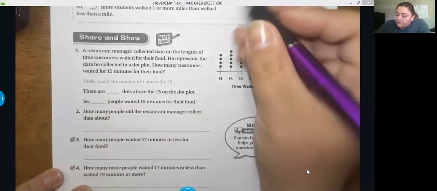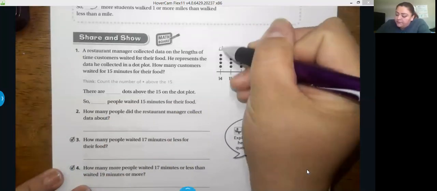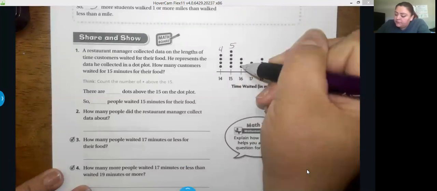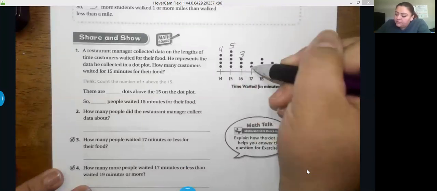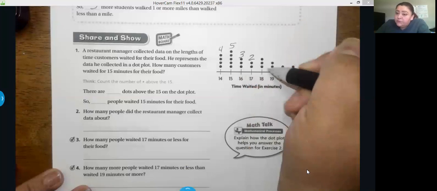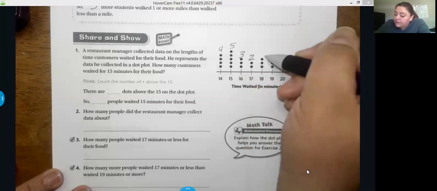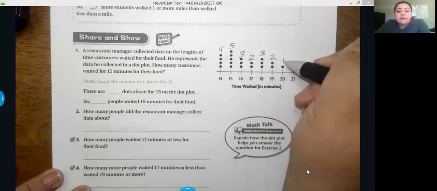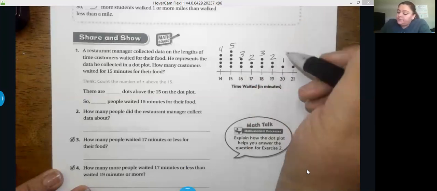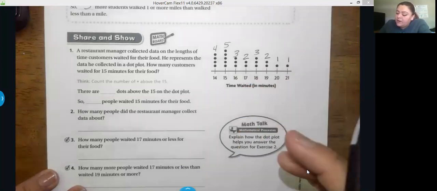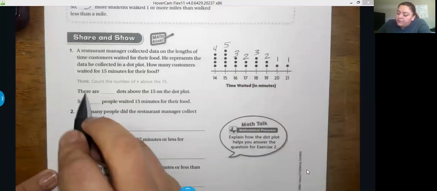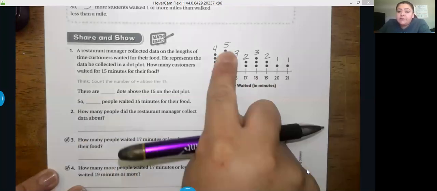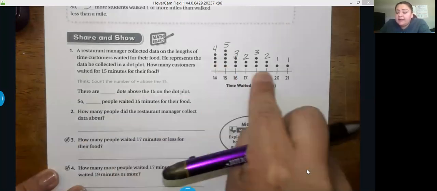So for 14, 1, 2, 3, 4. 15, 1, 2, 3, 4, 5. 16, 1, 2, 3. 17, 1, 2. 18, 1, 2, 3. 19 was 1, 2. I've got 1 here and 1 here. All right, so how many? So we're going to fill in, there are blank dots above 15 on a dot plot. So we're going to start here. We're not counting 15. We're counting everything past it.